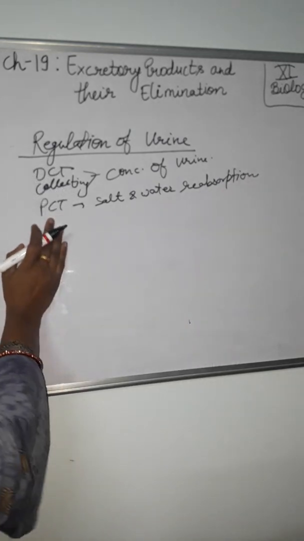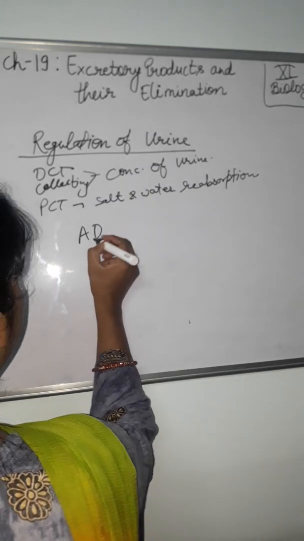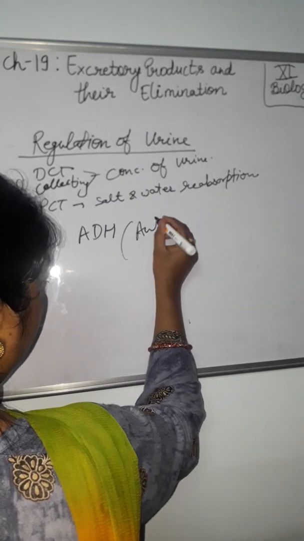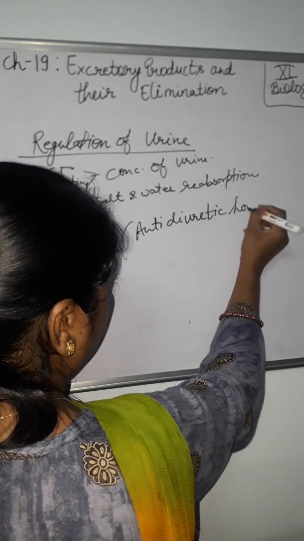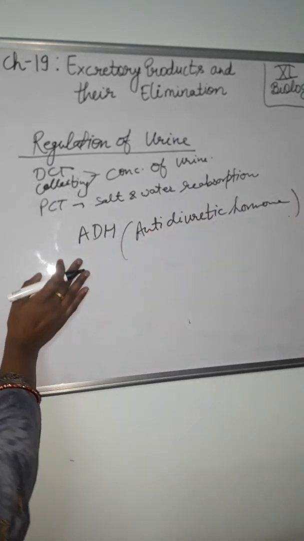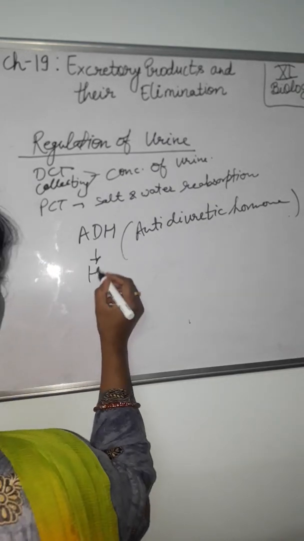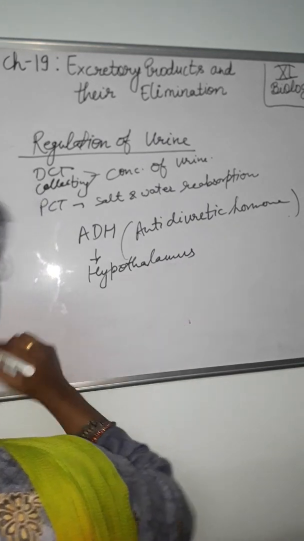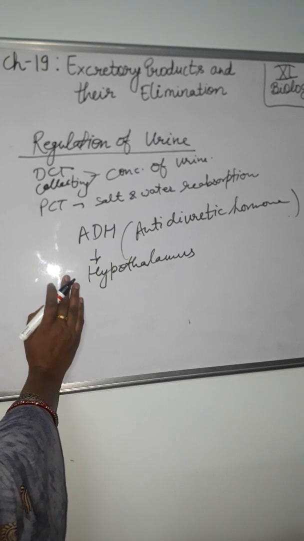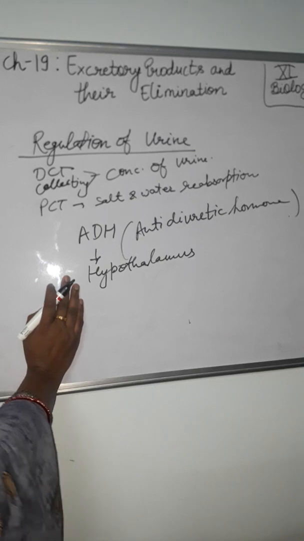Okay, now the process is partially controlled by ADH. As you know it, ADH, anti-diuretic hormone, also called vasopressin. It is secreted by the hypothalamus. Okay, passing by the posterior pituitary to the bloodstream, ADH act by increasing the water permeability.